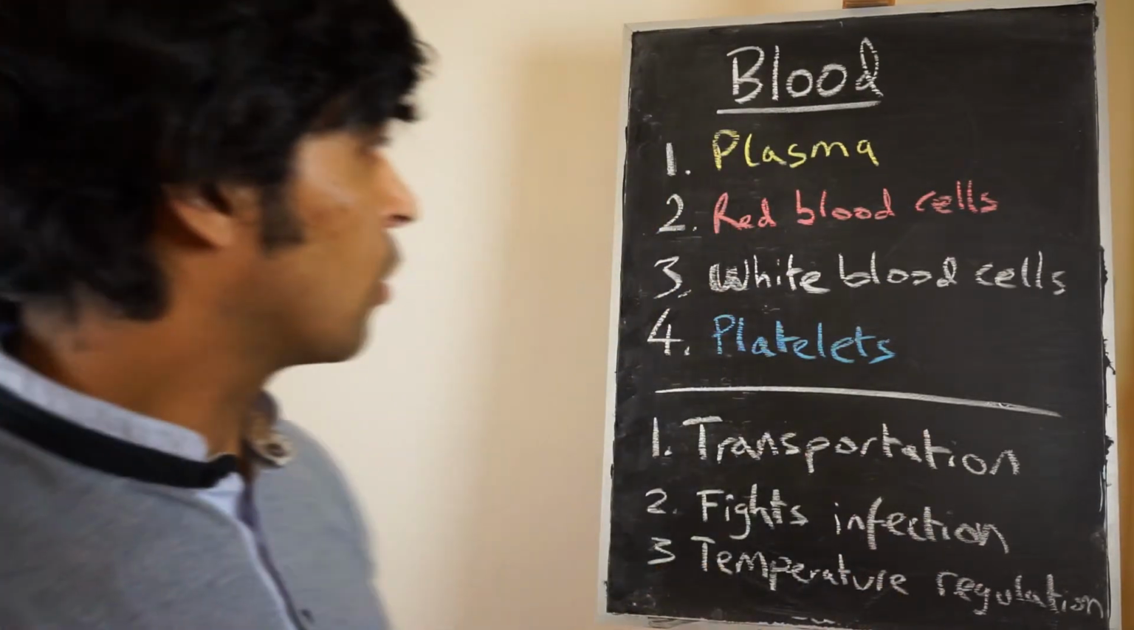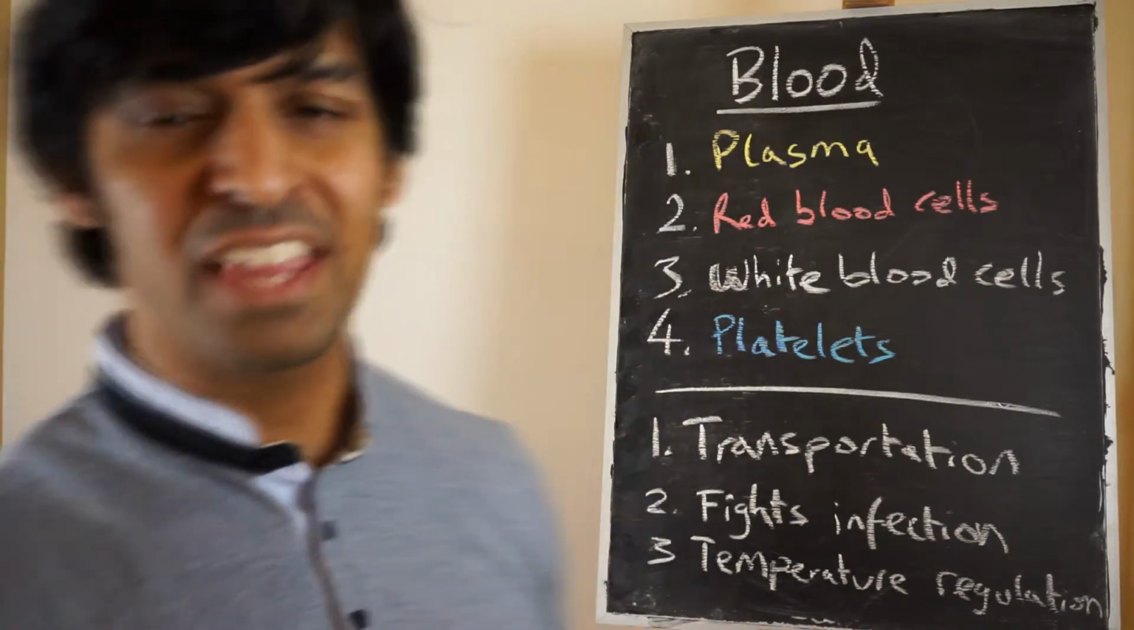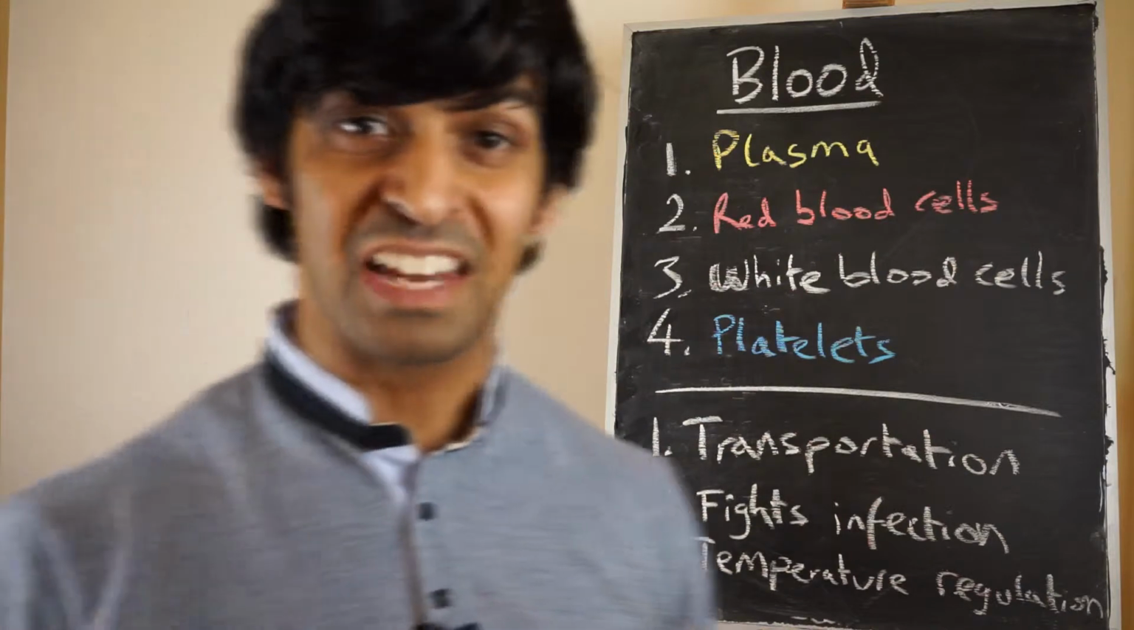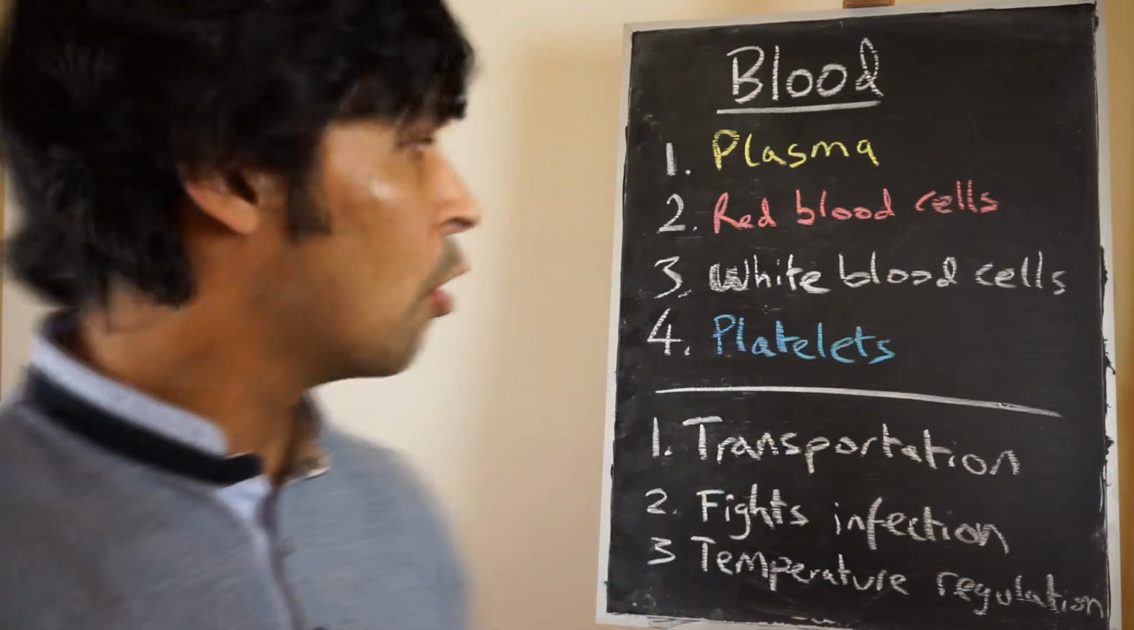Today we're going to be looking at the blood. So let's just start off with what's in the blood. We've got four different things. We've got the plasma, which is the liquid part of the blood. And this is where you've got water, minerals, salts, proteins. All of that stuff is dissolved in the plasma.